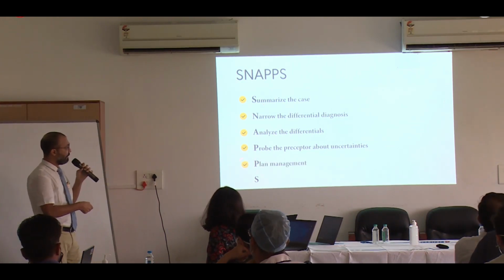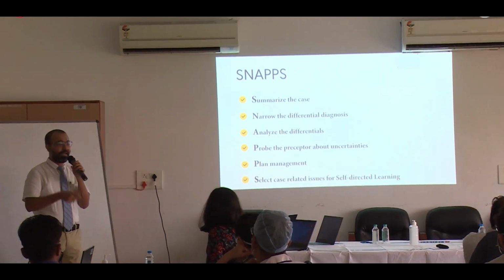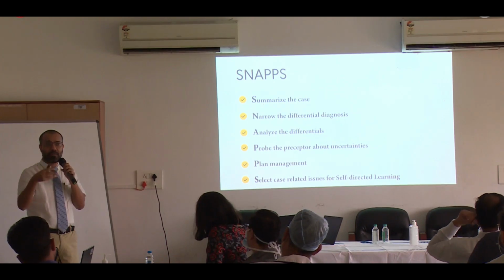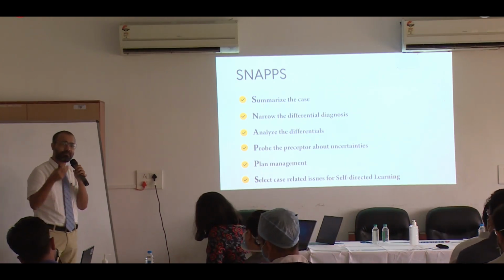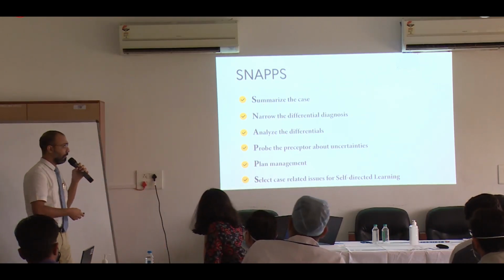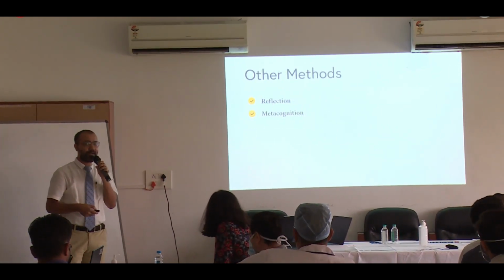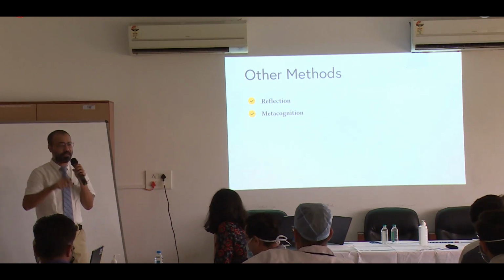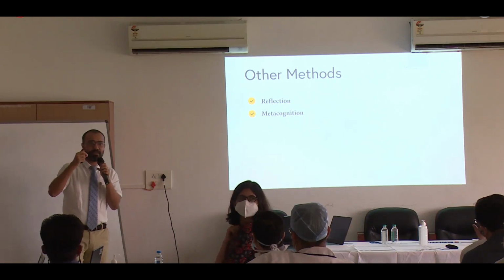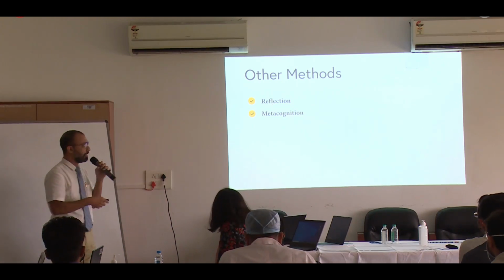So that's 5. Then plan management and finally select a case for self-directed learning. So at the end, the learner himself, here I suggested to him that you want to read up on what the presentation is like and what the risk factors are like. But there, the learner himself would pick a topic for self-directed learning. So this is SNAPS. Other methods are reflection and metacognition. Reflection is a session within itself, and metacognition is thoughts about thoughts. Okay, so it's like knowing how a person learns. So that is also a topic within itself.